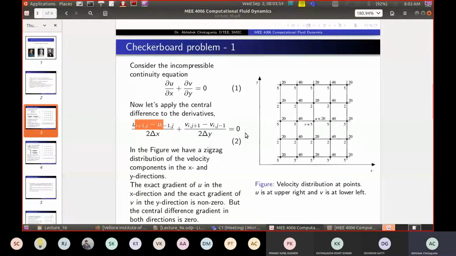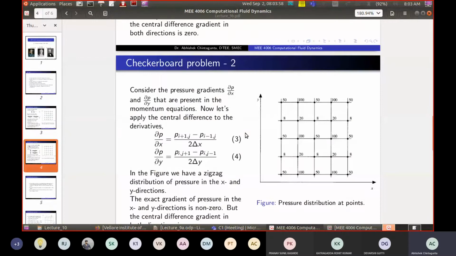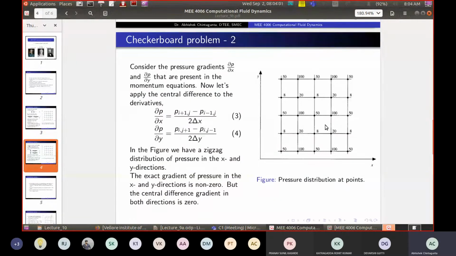We saw the same behavior for pressure. If we have some zigzag-like distribution of pressure, we are going to get 0 gradients for pressure as well. So this is a huge problem, and we can overcome it by using a staggered grid configuration.